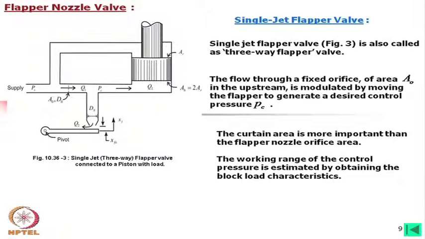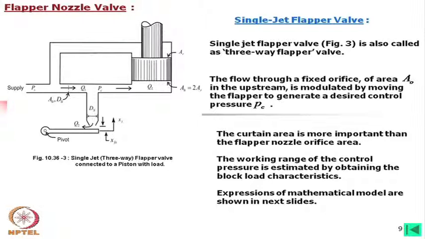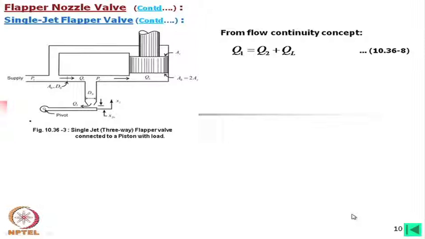The working range of the control pressure is estimated by obtaining the block load characteristics. The expressions of the mathematical model are shown in the next slides, and we will also look into these block load characteristics. Now, from the flow equations, we know that Q1 will be Q2 plus load flow. That means if we consider this flow as Q1, then it must be equal to the flow going this way for moving the load, plus another part that is just exhaust. Just by controlling this one, we can control this flow also. So speed control is also done by controlling this flapper.